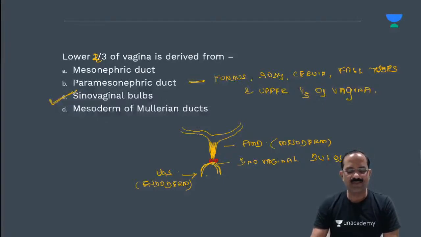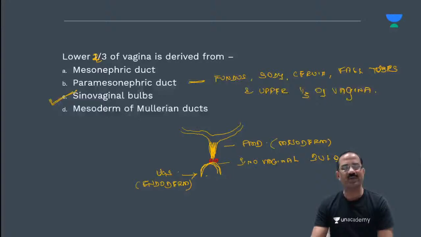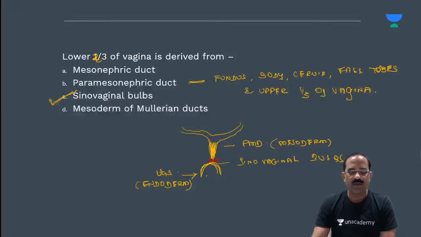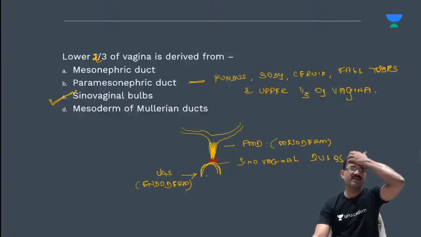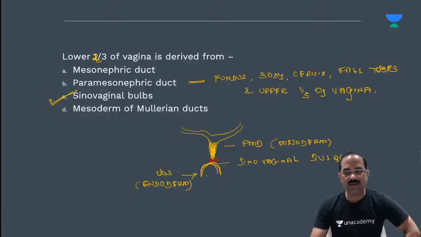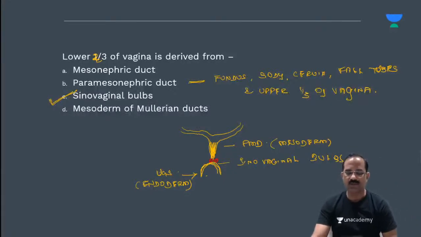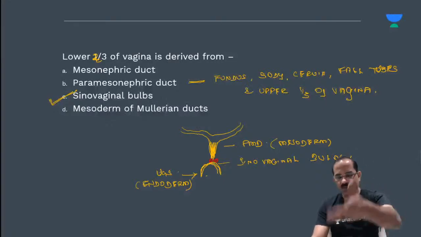It's not Gartner's duct. Gartner's duct is a remnant of the mesonephric duct in females. The mesonephric duct in females forms Gartner's duct. Okay, remember this, these are all very important MCQs. So the paramesonephric duct in females forms the entire genital system.